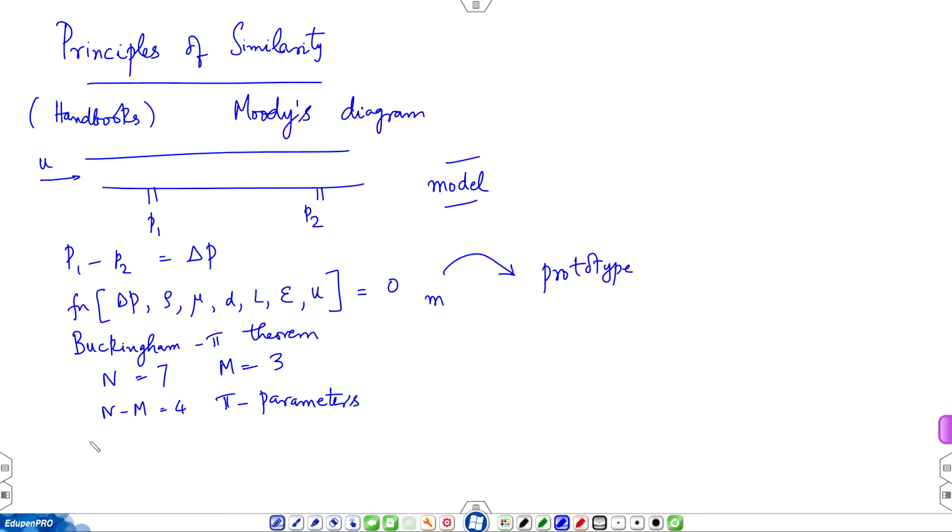So, that means you will now have a new relationship pi 1, pi 2, pi 3, pi 4. It is a new relationship. So, this is a reduced form. This reduced form in dimensionless parameters can be used for the prototype.